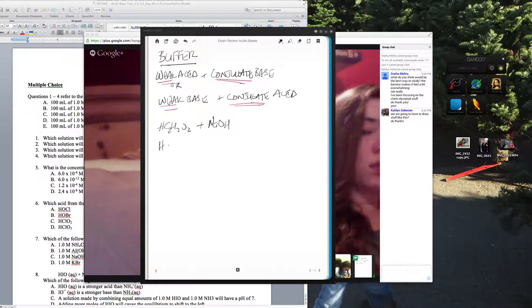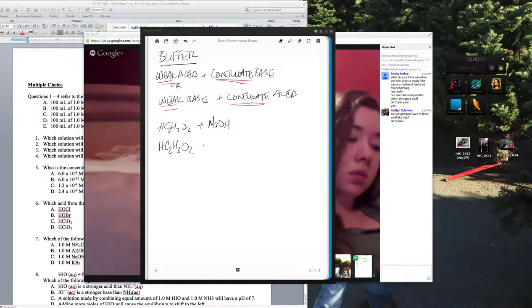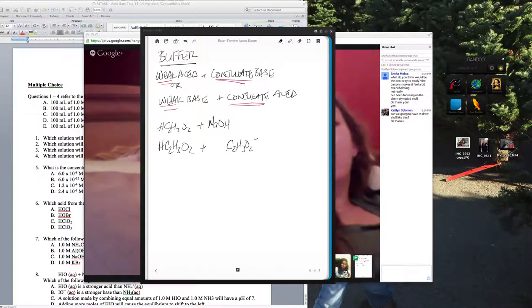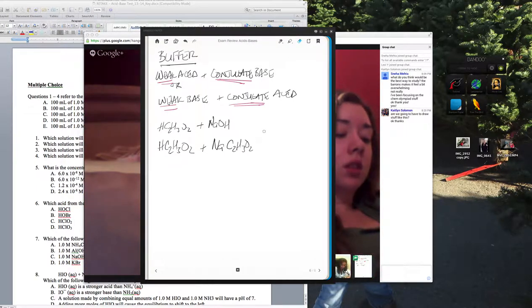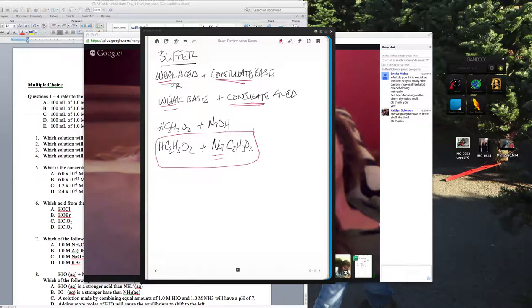If I said HC2H3O2 plus C2H3O2 minus, now, that is its conjugate base with the weak acid, but it never adds them like this. What will it do? Do you guys have to remember? What will it do to this to be considered its conjugate? Wouldn't it be like Na? Yes, that's it right there. They're going to put the Na out front. Because that makes this a buffer, okay?